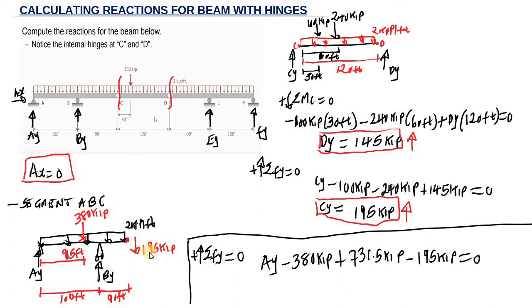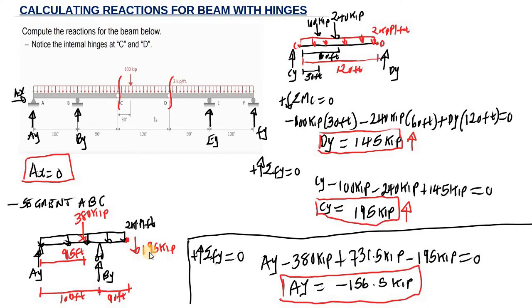So all we need to do is calculate for AY using our calculator. AY is going to be equal to negative 156.5 kip. So this is the value of AY. As you can see, we have a negative value. Because we have a negative value, our assumption is wrong. This is acting downward. Now we know the value of AY, we know the value of BY, and we know AX. AX is equal to 0.